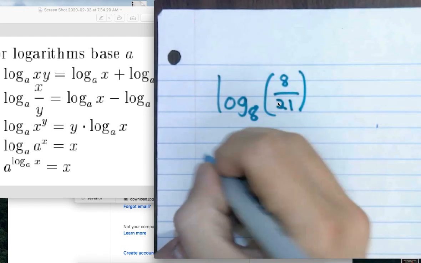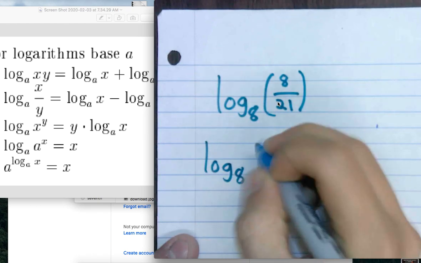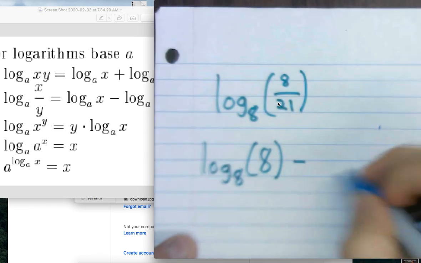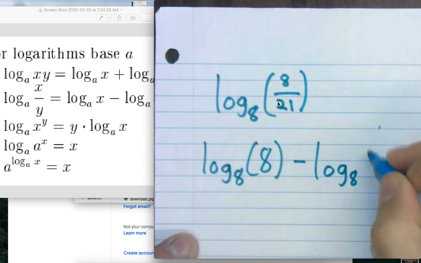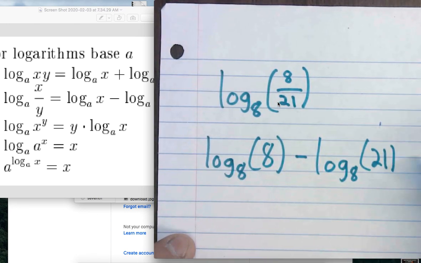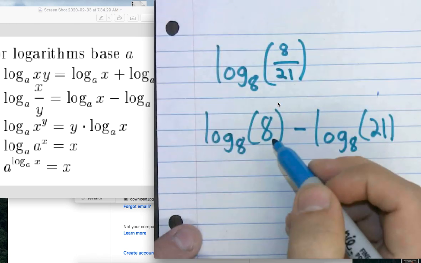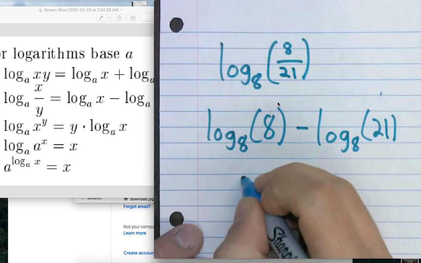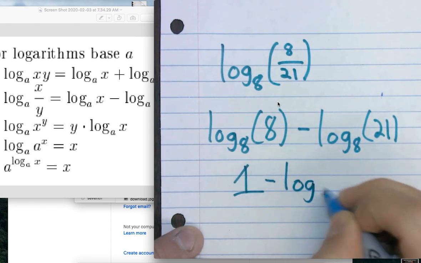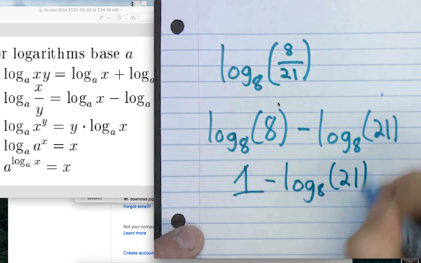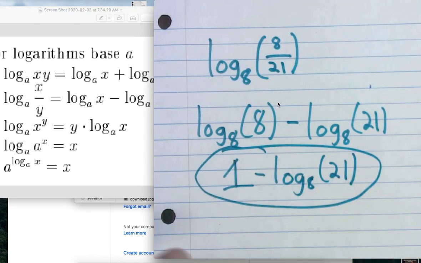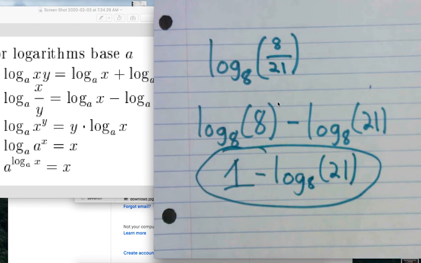So we can separate this into two logs, both base 8, where we have 8 first, because 8's up top, and then we subtract log base 8, 21. So log base 8, 21, we don't know that yet. Log base 8 of 8, we can simplify that. We saw that previously, where this is just going to be 1, and 1 minus log base 8, 21. We don't know how to simplify these just yet, but for the time being, this will work just fine. Easy stuff.